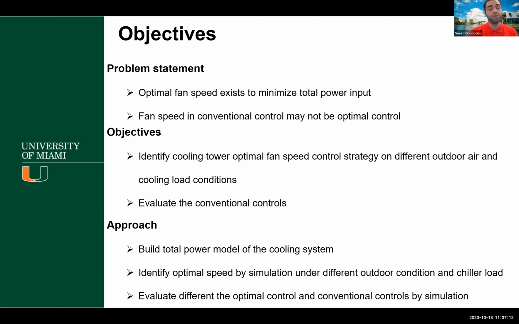The approach for this: first, build up the total power model for the cooling system, then identify the optimal speed through simulation on different outdoor conditions and chiller loads, and also evaluate the different control strategies, the conventional ones and the optimal one.